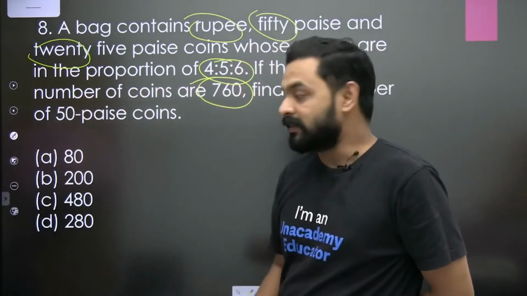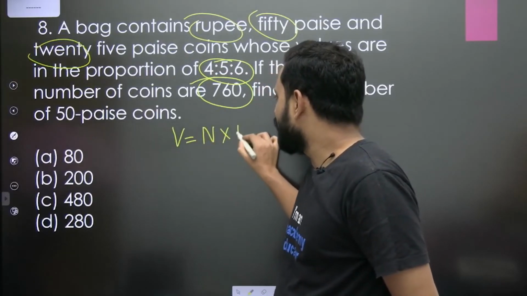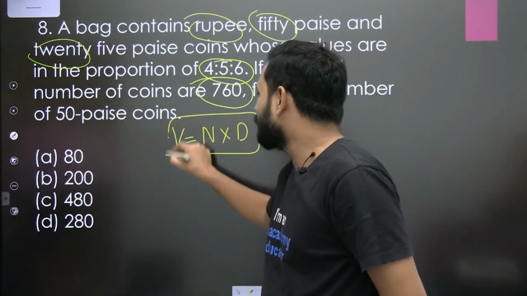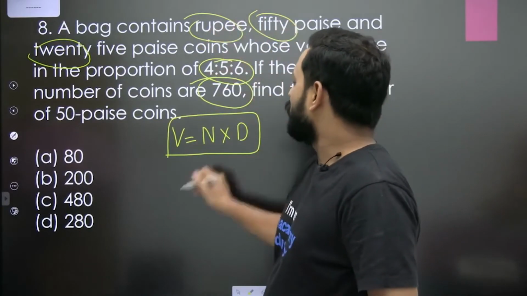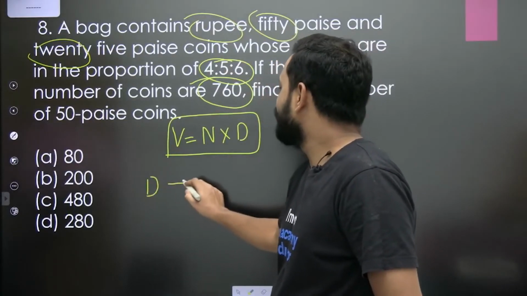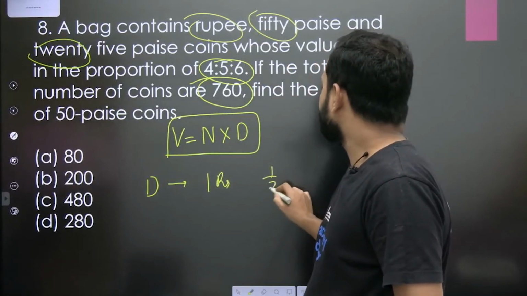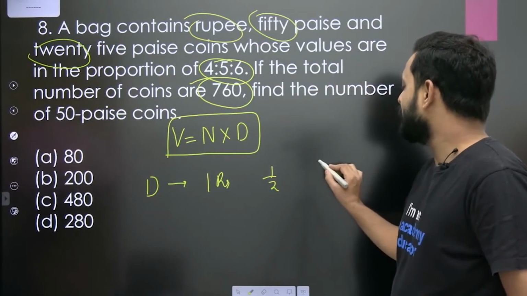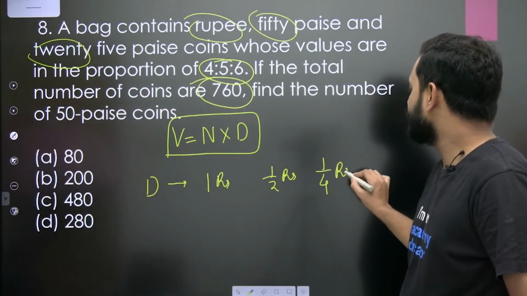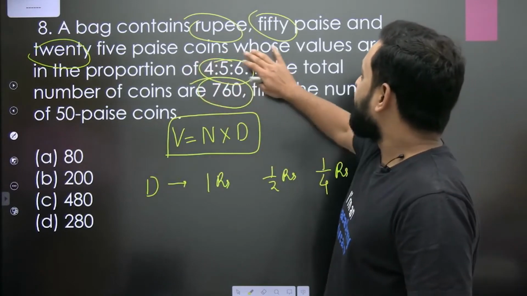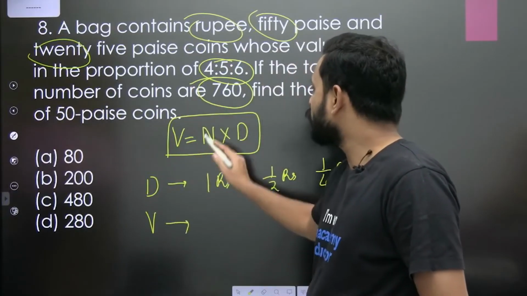Now working from the basics, value is equal to number into denomination. We know this, remember this. Value is equal to number into denomination. So what are the denominations that I have? Denominations are 1 rupee, 50 paise means half rupee, and 25 paise is 1/4 rupees, right? Values proportion is given 4:5:6.